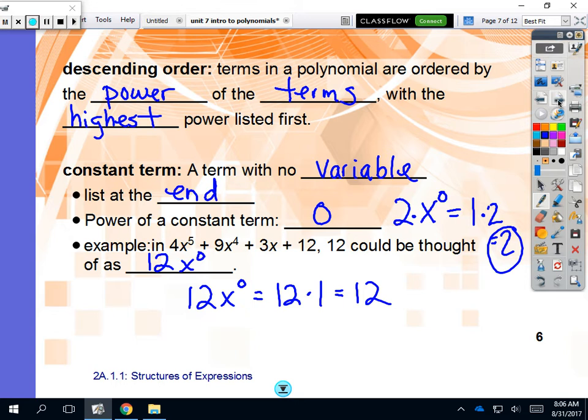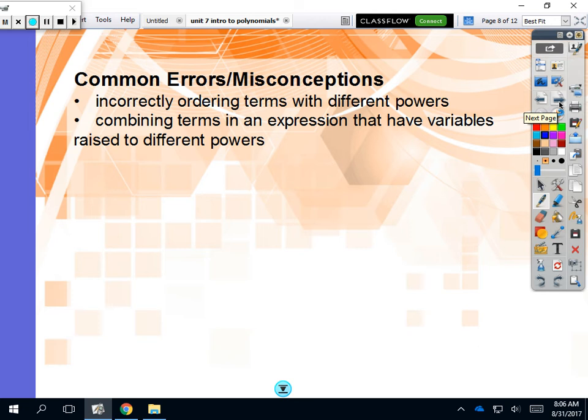Okay, so we've got some examples for you to work through. It's easy to order the terms incorrectly because a lot of people look at the coefficients instead of the powers. Make sure you're looking at the powers. And then you can only combine like terms if those variables have the same power.